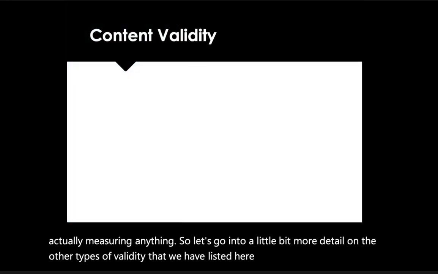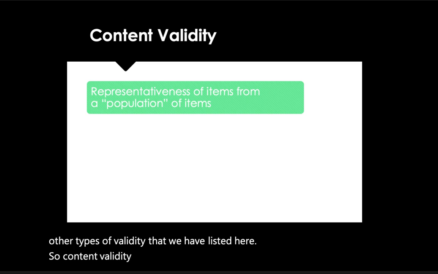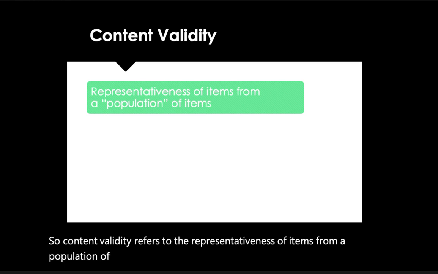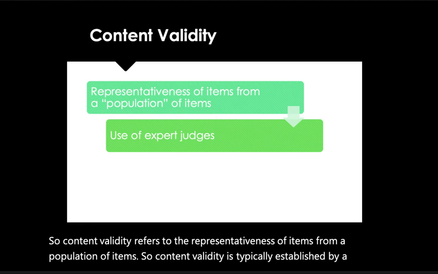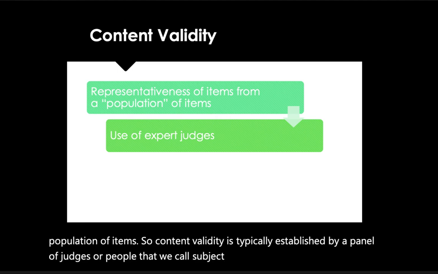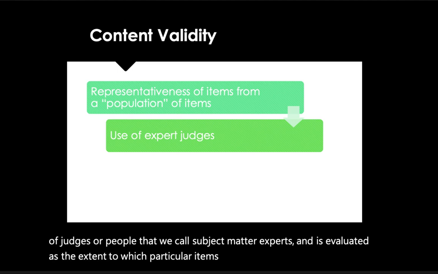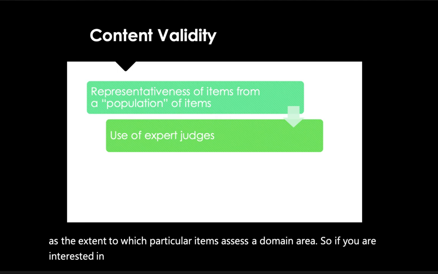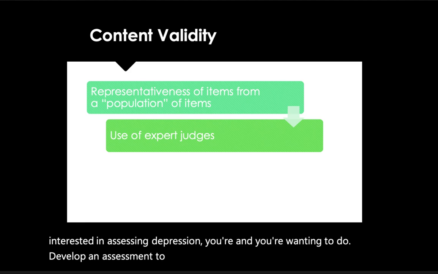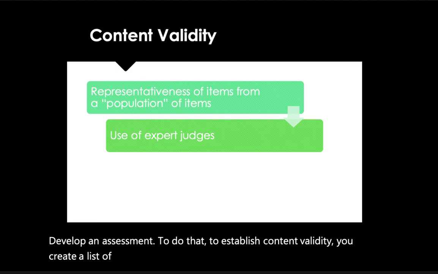So let's go into a little bit more detail on the other types of validity that we have listed here. So content validity refers to the representativeness of items from a population of items. So content validity is typically established by a panel of judges or people that we call subject matter experts and is evaluated as the extent to which particular items assess a domain area. So if you are interested in assessing depression, you're wanting to develop an assessment to do that, to establish content validity, you create a list of items that you think measure depression.